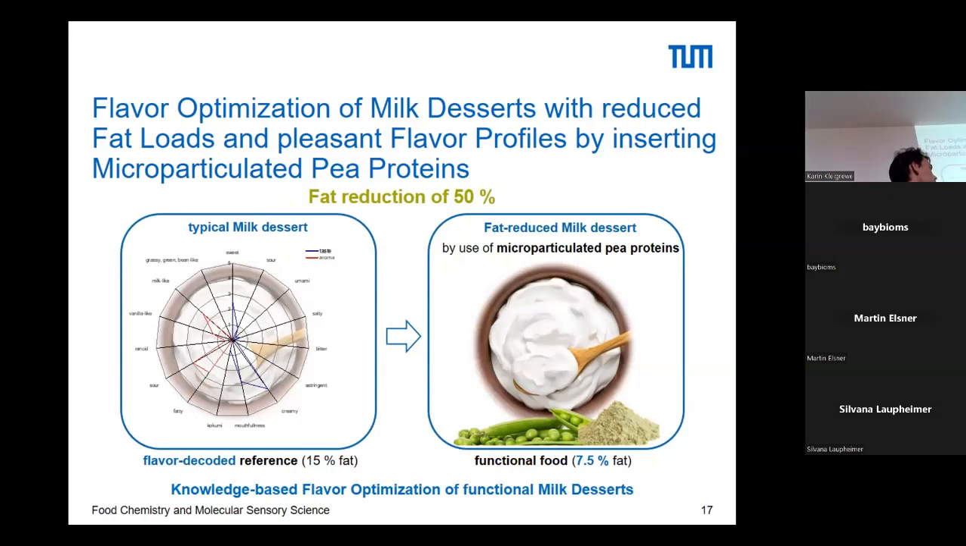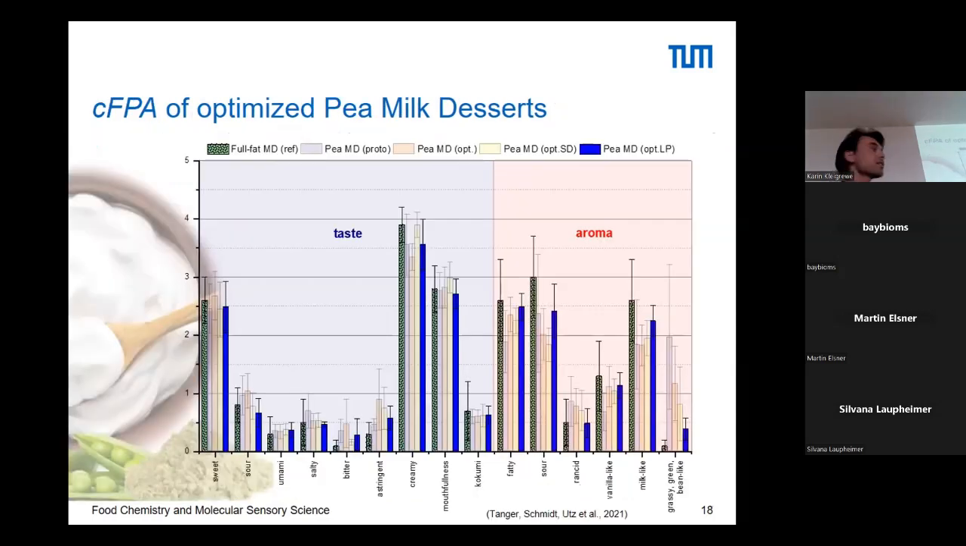So in the end, there was a fat content of 7.5%. In the first step, comparative flavor profile analyses were performed. And so in this dark green color, you can see the reference, the full-fat milk dessert, and all of the other ones are fat-reduced milk desserts with the help of pea proteins.